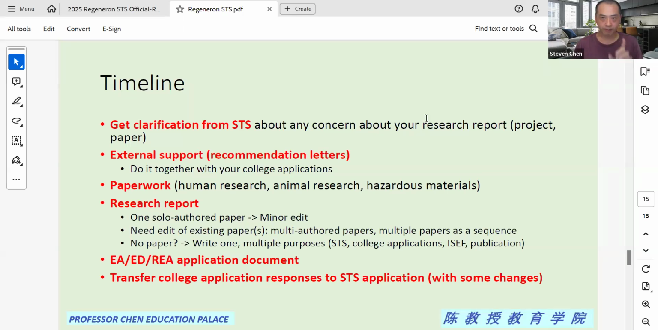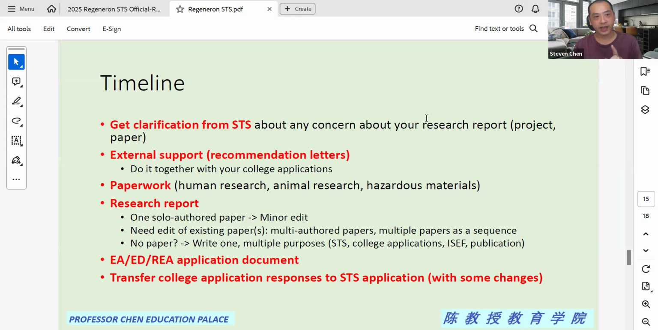Okay, this is very important. The STS committee is actually very friendly. They try to help students get their questions clarified. So always first get clarification from STS about the boundary and scope of what kind of things you can do and what kind of things you are not allowed to do, in particular when preparing your research report. And I suggest you move as early as possible.